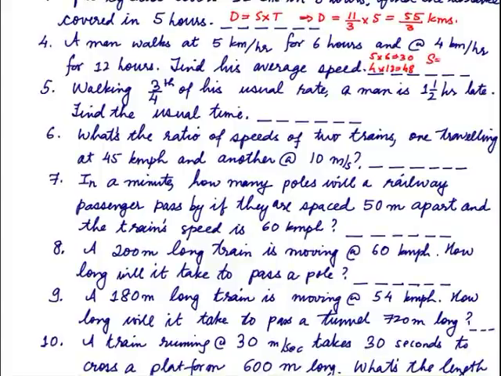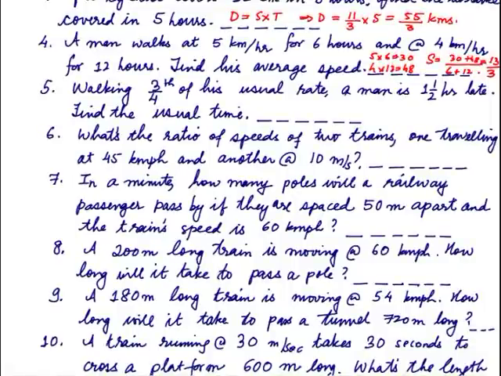So average speed will be total distance upon total time. This is the formula we use there also. So total distance will be 30 plus 48, which is 78, upon total time. Time is already known to us, 6 hours plus 12 hours. So our final answer is 78 upon 18, which is 13 by 3 kilometers per hour. I hope this question is very clear.